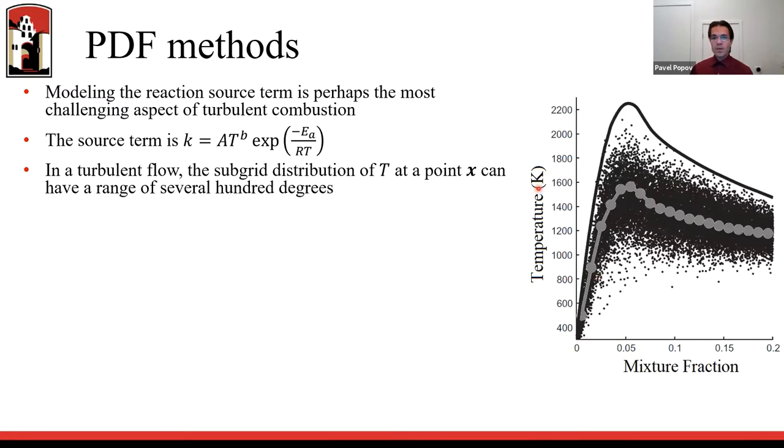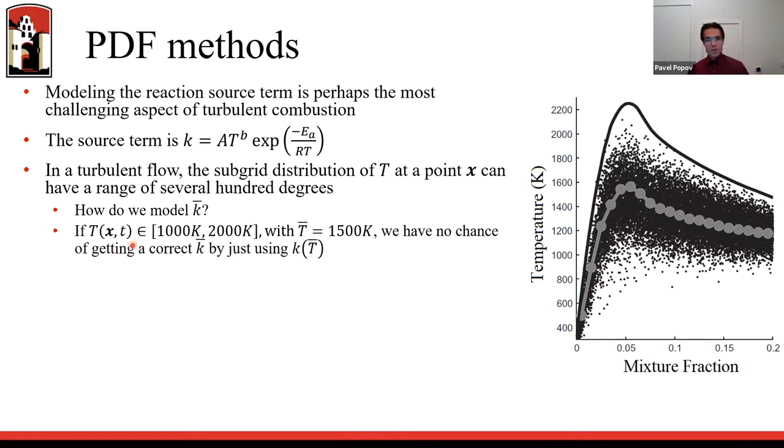So this is an example from some of my earlier work where I simulated a lifted bluff body flame, and this is an example of a temperature scatter plot versus mixture fraction for one specific part in the flame. Here we have the mean temperature for the mixture fraction, and we see that there is quite a lot of variation. For example, around stoichiometric between 1,000 kelvins and 2,000 kelvins. So this has important implications on how we can approximate the mean source term, because if the source term varies exponentially in temperature and the temperature varies between 1,000 kelvins and 2,000 kelvins, in that range the source term may vary over several orders of magnitude.